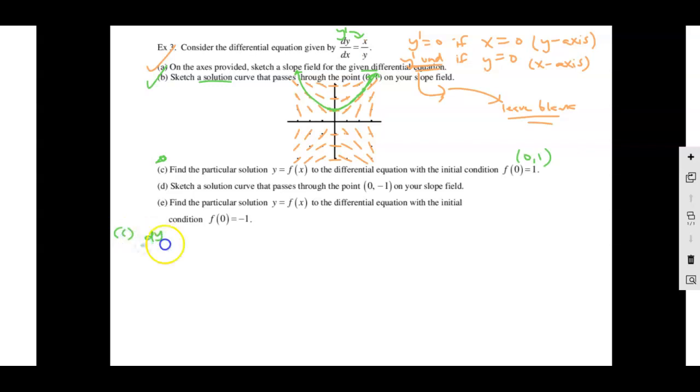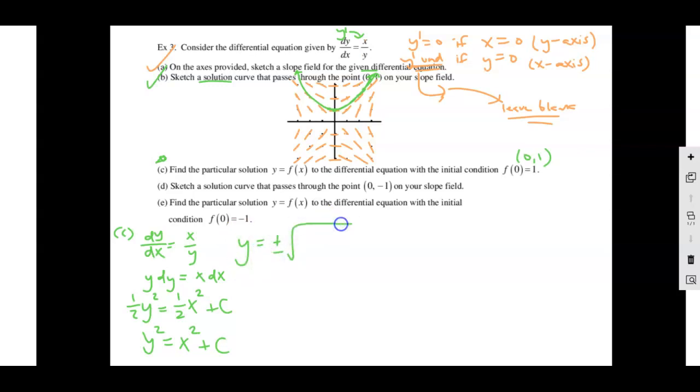So I have dy over dx, that was x over y. Let's separate. So I have y dy equals x dx. So 1/2 y squared equals 1/2 x squared plus c. You can multiply by 2. And then the general solution here would be y equals plus or minus the square root of x squared plus c. Okay, so that's not terrible.